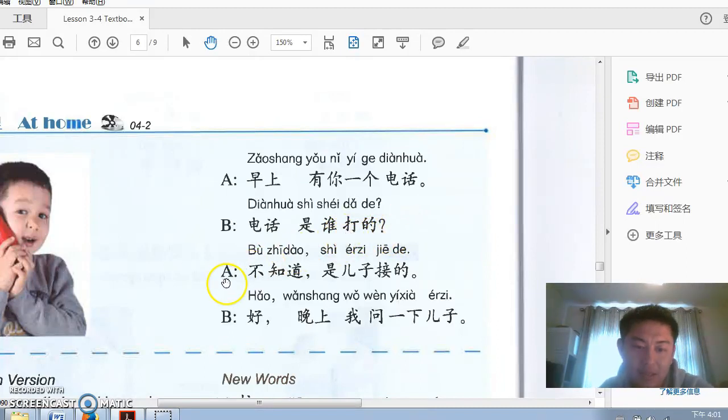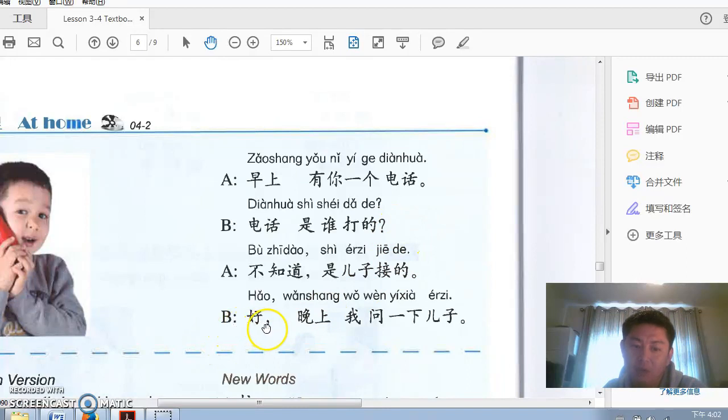And then A says 不知道. We learn 知道 to know. 我不知道，你不知道。是儿子接的。儿子 is a son. 接 is to receive, to accept, to pick up. So 电话 here, what kind of 电话？儿子接的. Right? Before that 这个电话是儿子接的电话, therefore 我不知道是谁打的电话. Right?